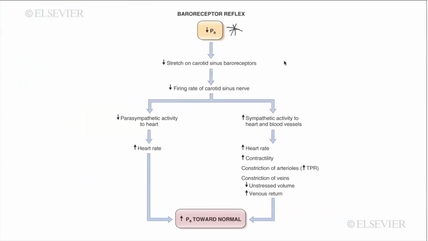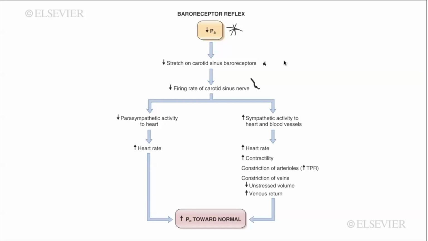When that happens, there is a decrease in stretch on baroreceptors that are located in the carotid sinus, on the arterial side of the circulation, which makes sense. That's where they're sensing arterial pressure. So there is decreased stretch on those carotid sinus baroreceptors, and consequently, there is a decrease in firing rate of the carotid sinus nerve. So be careful here. There's a decrease in arterial pressure, which causes a decreased firing rate of the carotid sinus nerve.